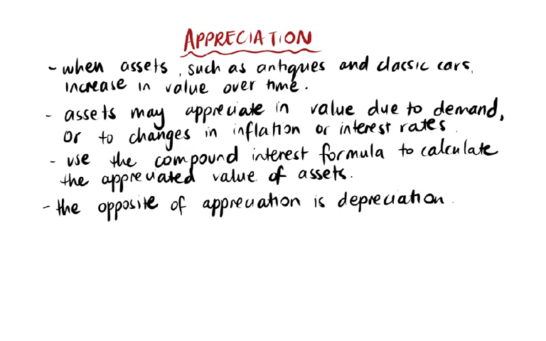The next aspect that we're going to be looking at is appreciation. Certain assets, such as antiques and classic cars, increase in value over time. This is known as appreciation. The opposite of appreciation is depreciation. As a general rule, assets that have a finite useful life decrease in value, and we'll look at that in another video. Assets may appreciate in value due to demand or to changes in inflation or interest rates. Similar to inflation calculations, the compound interest formula is used to calculate the appreciated value of assets.